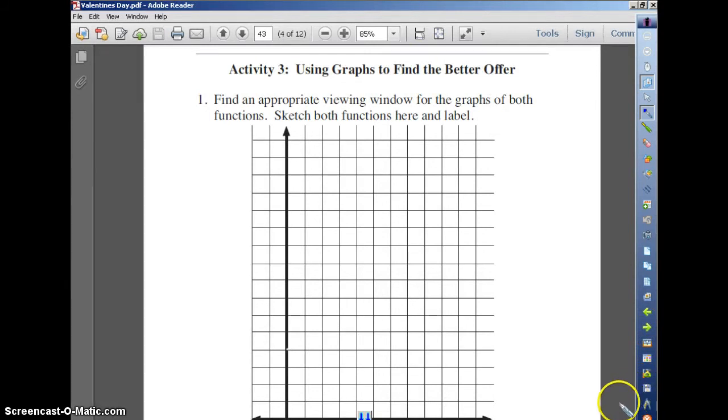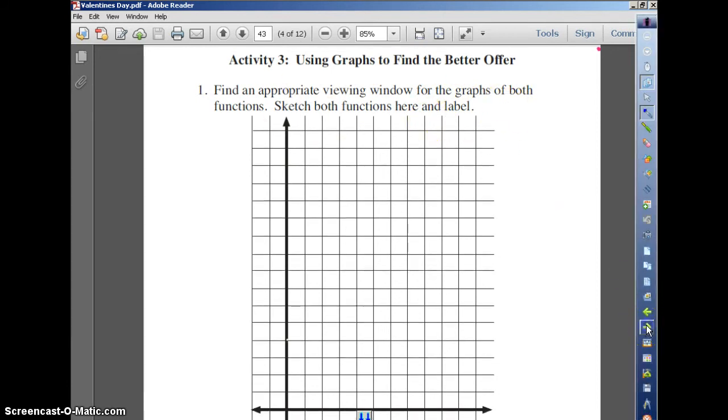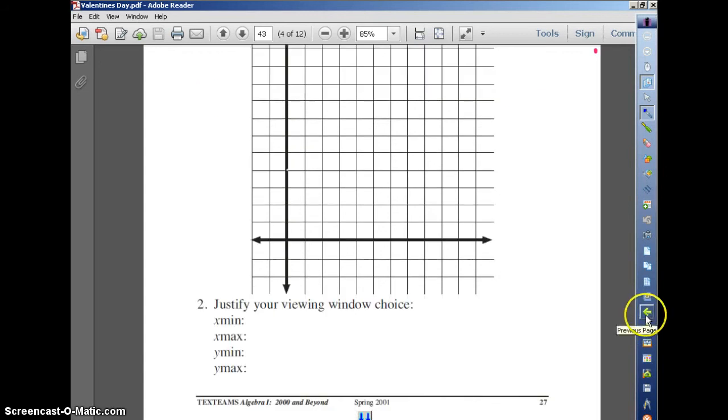Activity number 3, using the graphs to find the better offer. Find an appropriate viewing window for the graphs of both functions. Graph both functions and label here. Okay, I want you guys to start off doing this by hand.